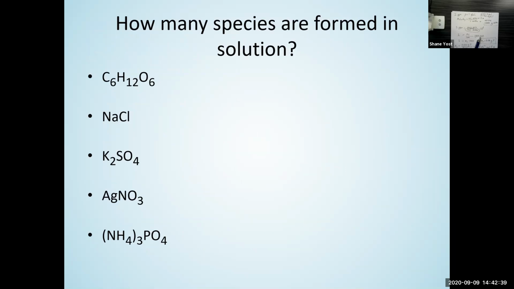Yeah, just one, right? Because when you're dissolving something in solution, you're not going to break up covalent bonds. So C6H12O6 is just a covalent compound, an organic compound. That doesn't break apart in solution. That stays as a molecule itself, right? So it's just going to form one thing in solution itself, right?